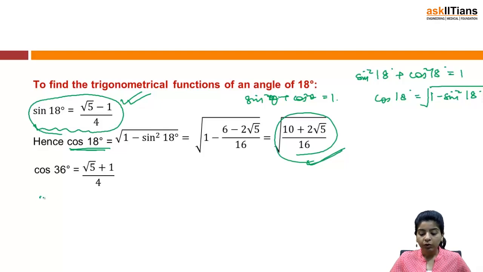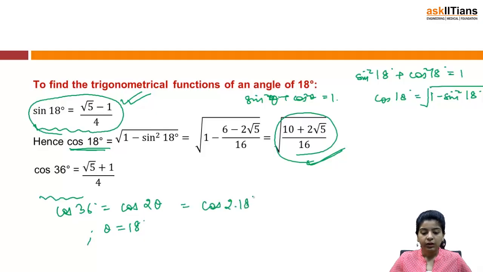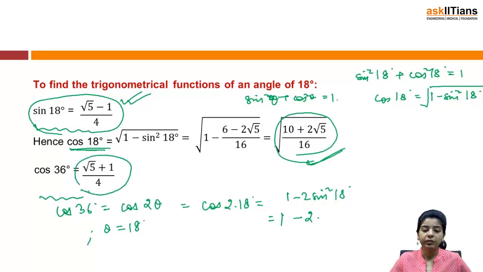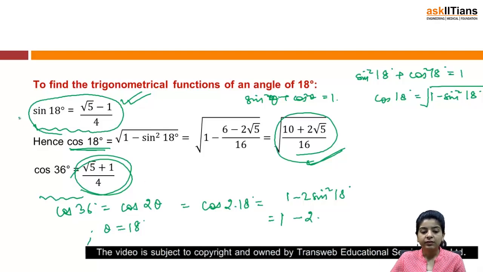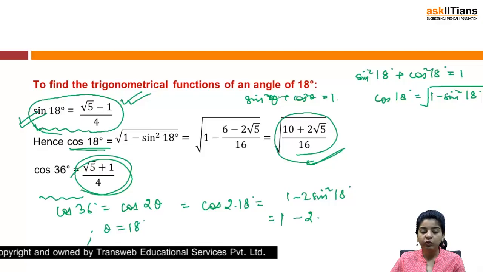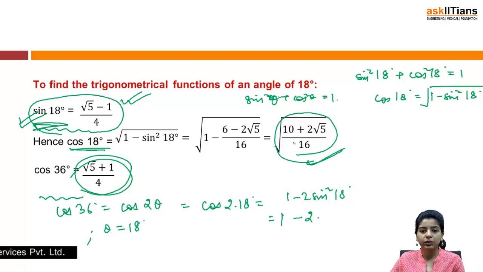Similarly you can find out the value of cos 36 degree. You don't need to memorize it, because cos 36 degree would be equal to, if I assume cos 2 theta where my theta is 18 degree, then this can be written as cos 2 into 18, that is 1 minus 2 sine square 18, so that will be 1 minus 2 times the square of root 5 minus 1 by 4. Now you can square this value and you will get it as root 5 plus 1 by 4. These values are important because you can have questions based on them, in the sense that if you know this value, you can easily solve the question.